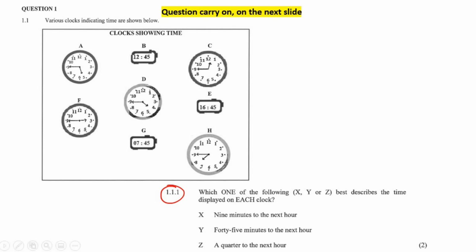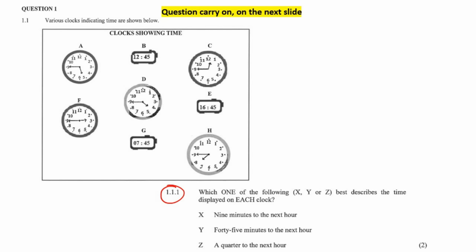Okay, so 5 questions. So we are given various clocks indicating the different times. It says, first question, which one of the following, X, Y, or Z, best describes the time displayed on each clock? Okay, for X, 9 minutes to the next hour, Y, 45 minutes to the next hour, Z, a quarter to the next hour. Okay, let's have a look at these clocks.